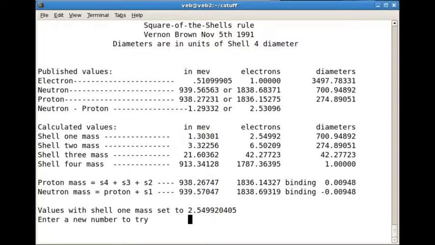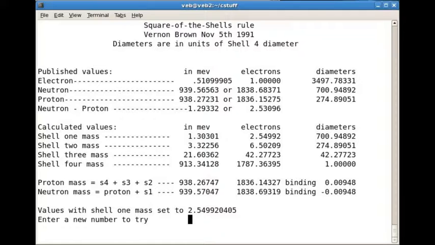The square of the shells rule on screen is the culmination of a 20-year study to try and discover if anything other than electromagnetic phenomena exists in this universe. The model considers the electron's mass and charge value as unity and calculates the mass and charge value of 4 electron-like shells, 3 of which make up a proton and 4 of which make up a neutron.